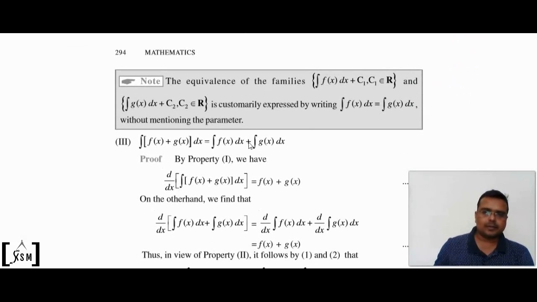The third property is, if you have the sum of two functions which are to be integrated, you can break it as integration of the first function plus integration of the second function. So a sum you can break into two parts. Move on.